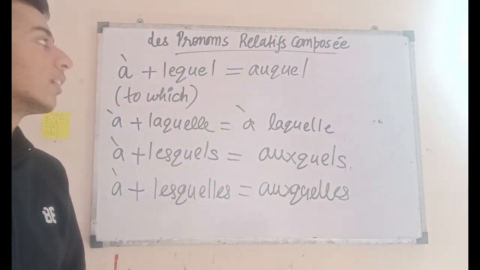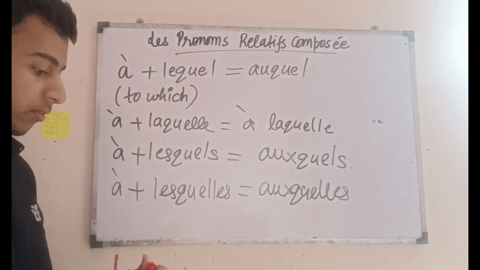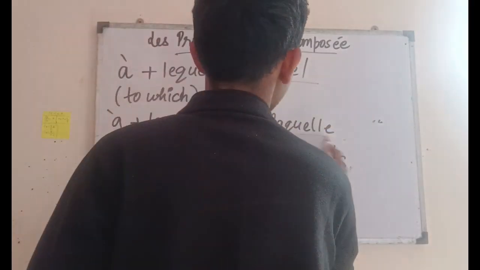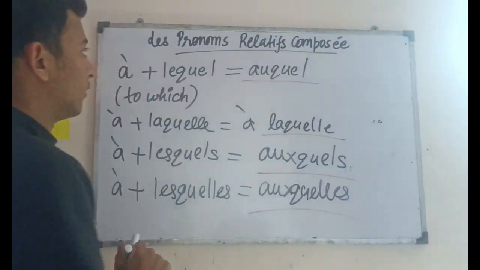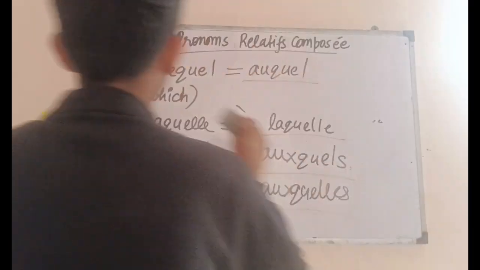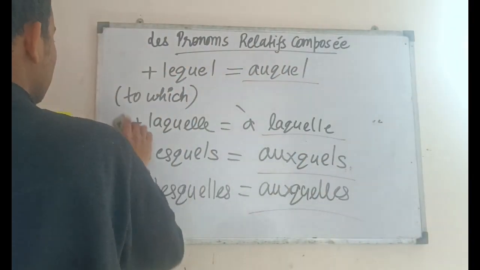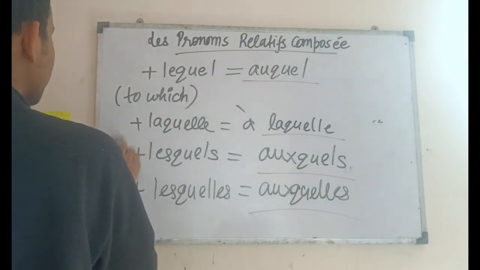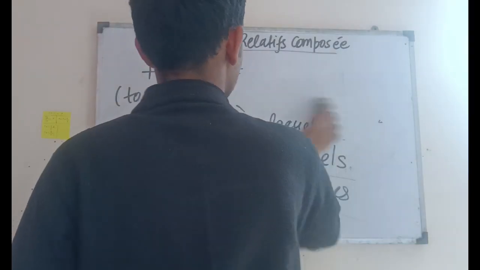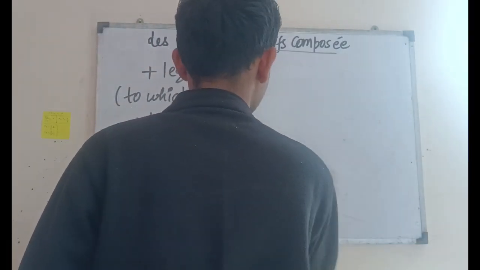Note it down, everyone. It's something which you have to remember. Meaning is to which: auquel, à laquelle, auquel, auquel. Similarly, you can also make it with de. Sorry, I meant to say, I actually said the pronoms interrogatifs.